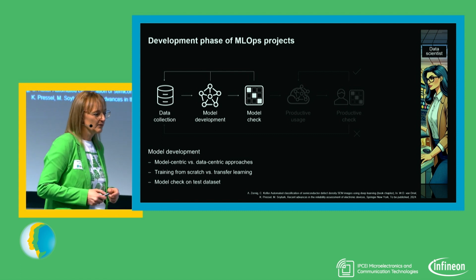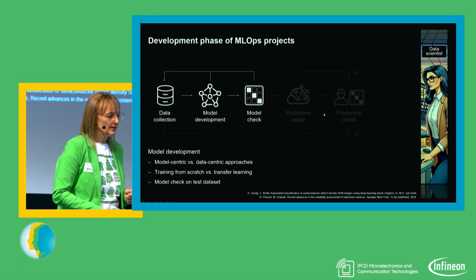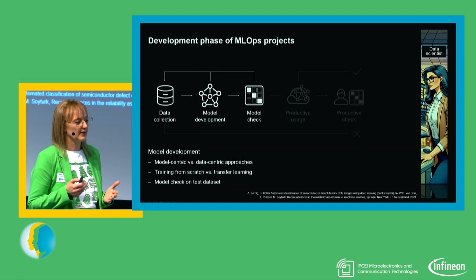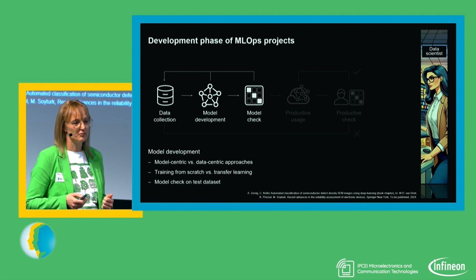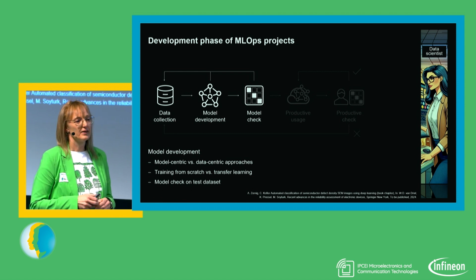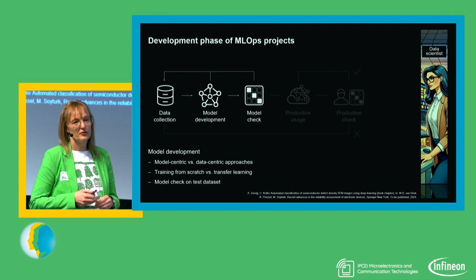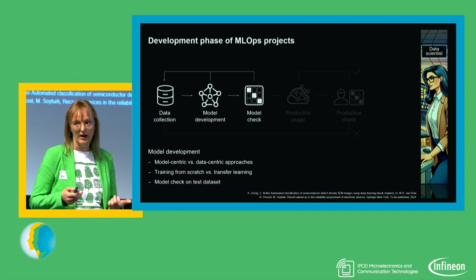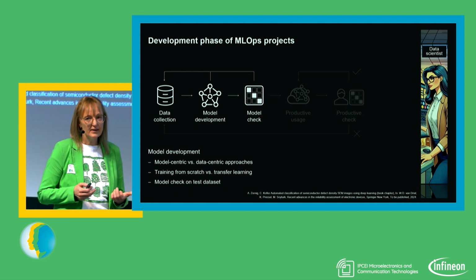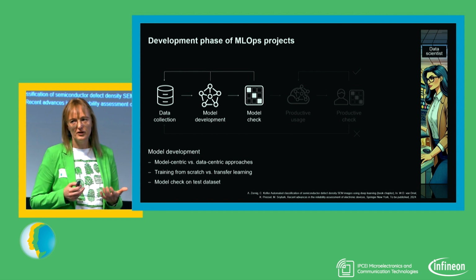For the model development phase, we have basically two strategies. You can either use a model-centric approach for training models or a data-centric approach. A model-centric approach would be, for example, trying or training different network architectures or applying hyperparameter tuning to models. Whereas the data-centric approach focuses really on the quality of the data set.